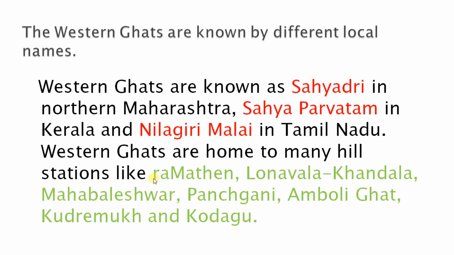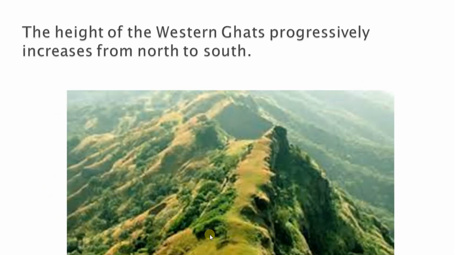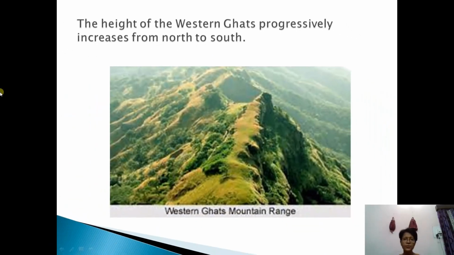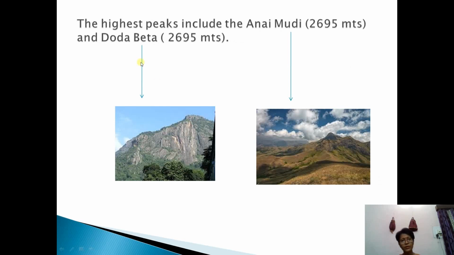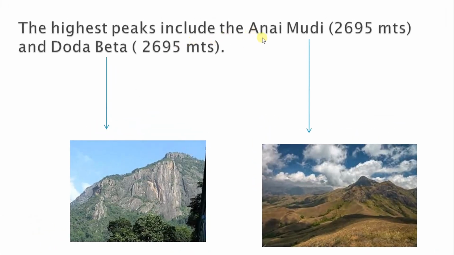And so many hill stations are there: Ramathan, Lonavala, Khandala, Mahabaleshwar, Panchgani, Amboli Ghat, Kudremukh and Kodagu. The height of the Western Ghats progressively increases from north to south. That means the height of Western Ghats increases from north to south. You see one picture I am showing of Western Ghats. Highest peaks include the Anaimudi 2695 meters, Doda Beta 2695 meters.